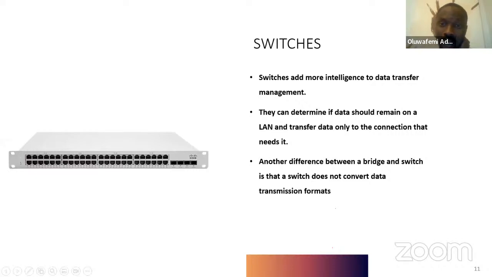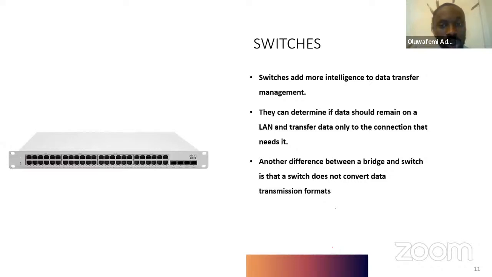Switches add more intelligence to data transfer management. So the difference between a switch and a hub is full duplex: you can send data and receive data at the same time. Send data and receive data at the same time on a switch. On a hub, everybody will have to queue, right?